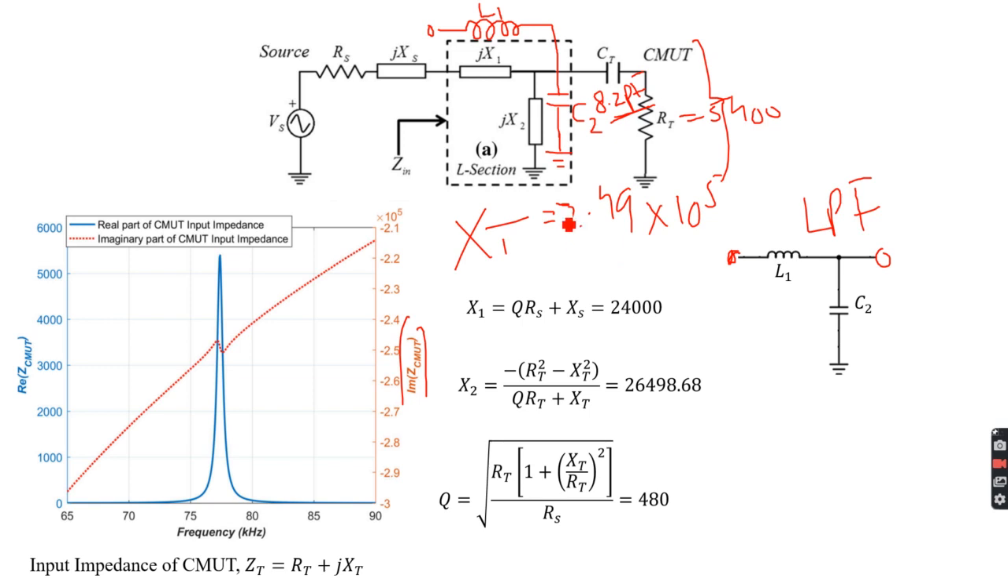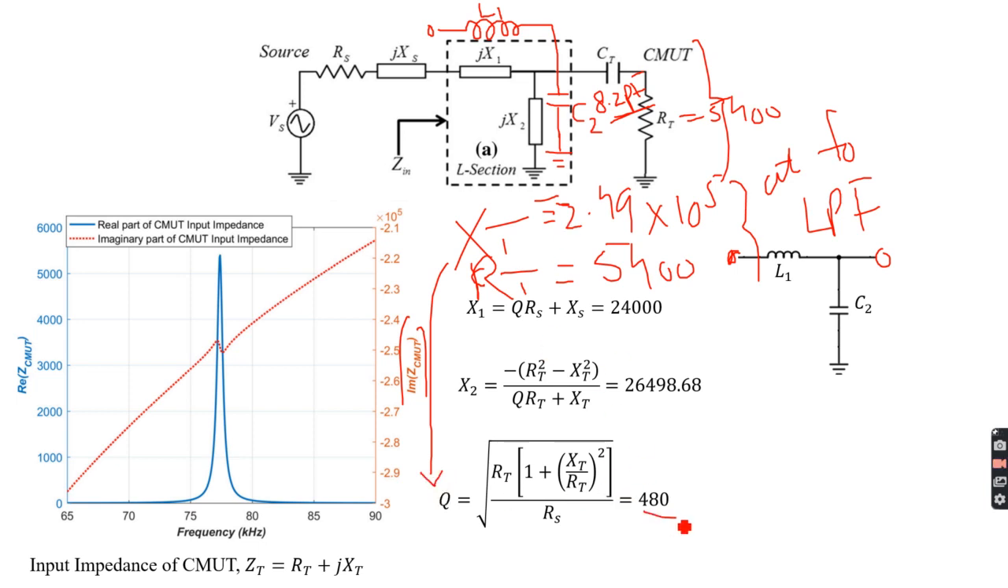So I need XT. Yeah, so this is minus, and then I need RT, which is the resistive part at resonance, and at resonance this is 5400 ohms. Okay, this is important. So these values are at resonance frequency F0. So the first thing I'm going to do is to evaluate the quality factor. Just plug in those values and you'll find out that Q comes as 480. That's the match quality factor. Then you can evaluate X1 and X2.